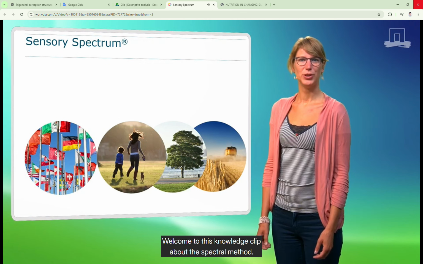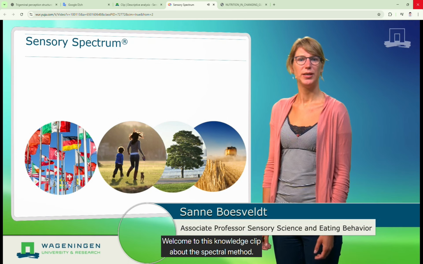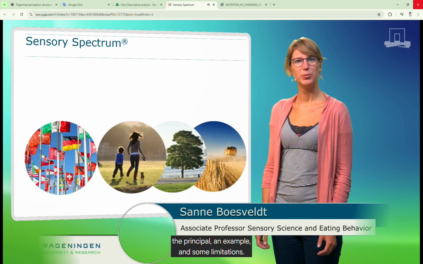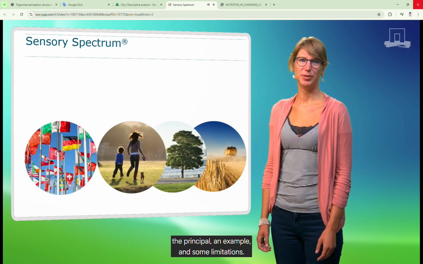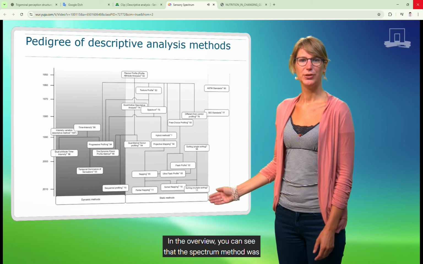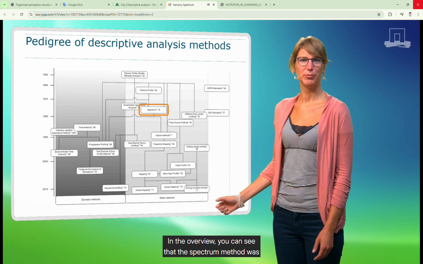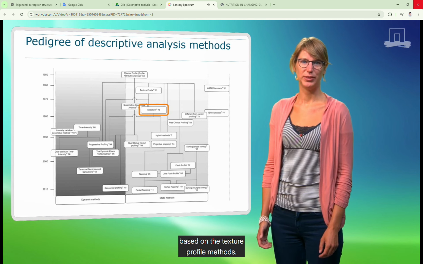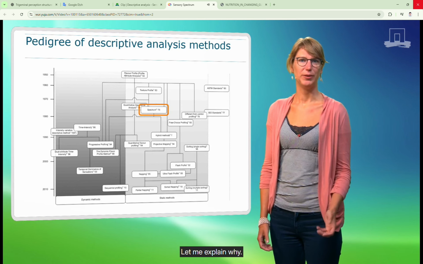Welcome to this knowledge clip about the Spectra method. In this clip, I will explain the method, including its history, the principle, an example, and some limitations. In the overview, you can see that the Spectra method was developed quite early and is based on the texture profile method. Let me explain why.